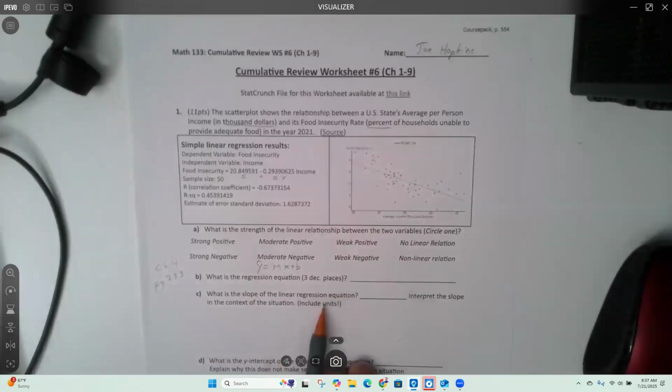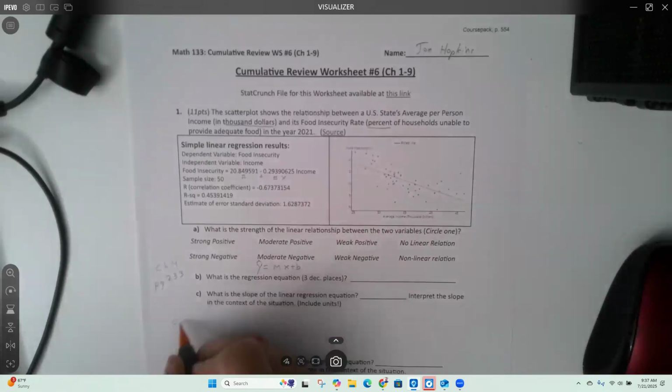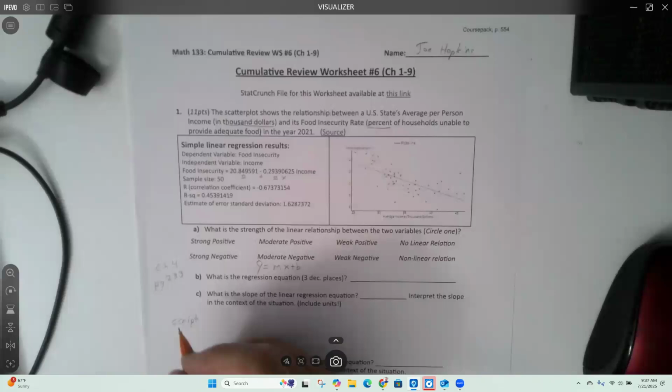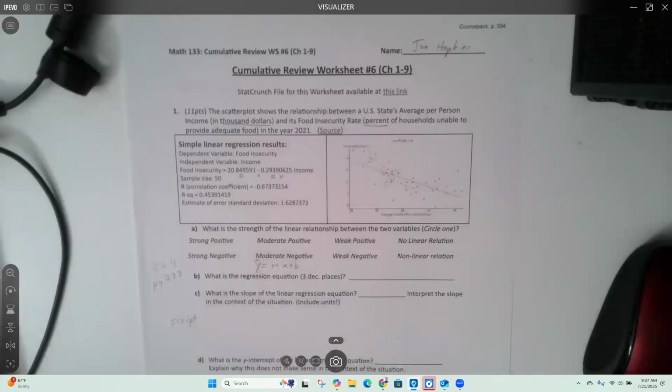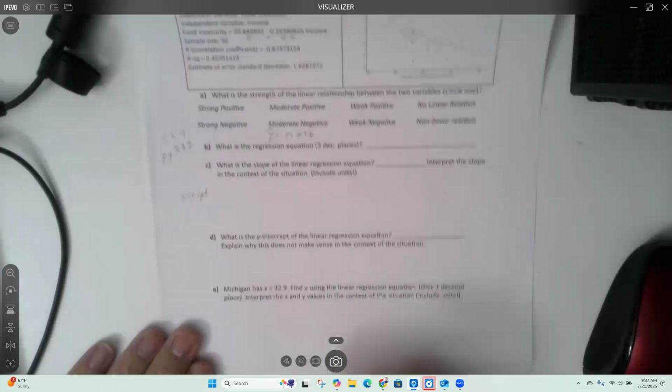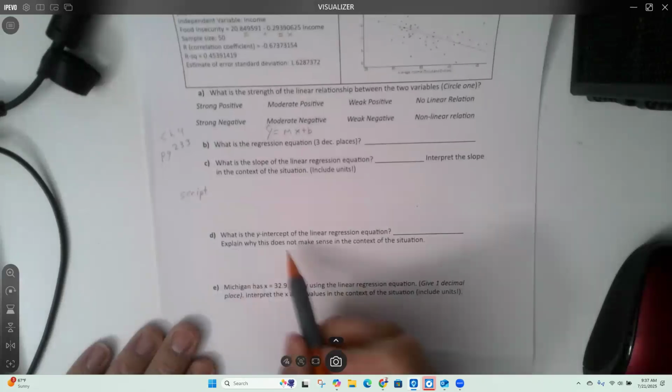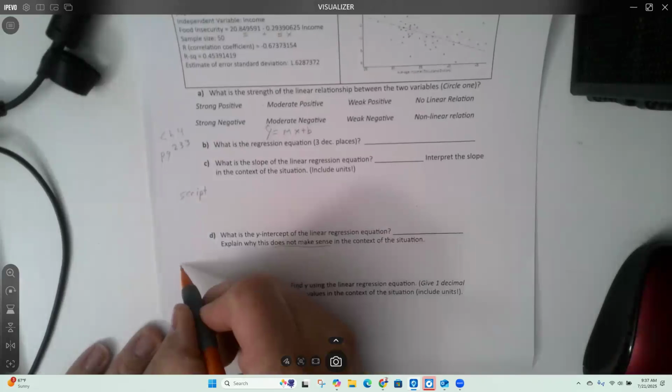What is the slope, and interpret the slope. There's a script for the slope. Again, page 233. Explain why your y-intercept does not make sense. There's no script for that. You just use logic.